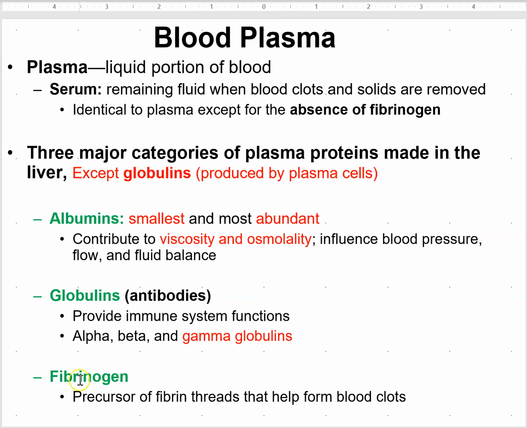Now the last protein, fibrinogen, although it's present in a very small quantity, about 4 to 7%, they are produced in the liver, but they perform a very important function. So they contain something called a precursor fibrin, which helps in blood clotting. So they help in maintaining homeostasis and prevent excessive loss of blood if, say, a blood vessel gets ruptured. So fibrinogen are the main protein that help in blood clotting.